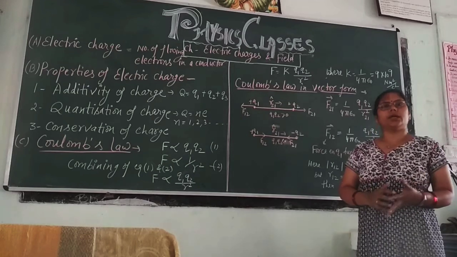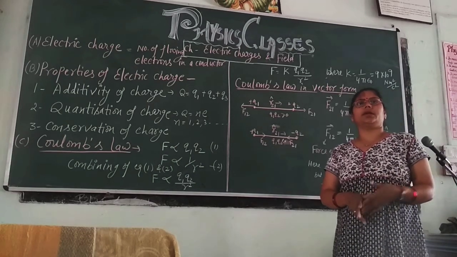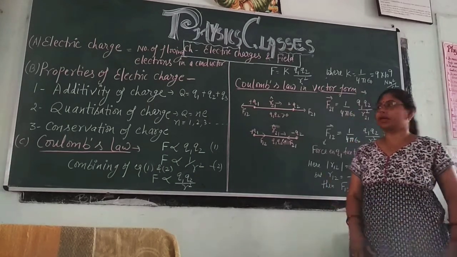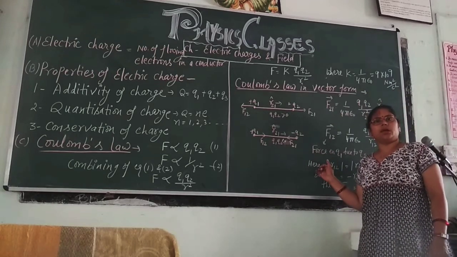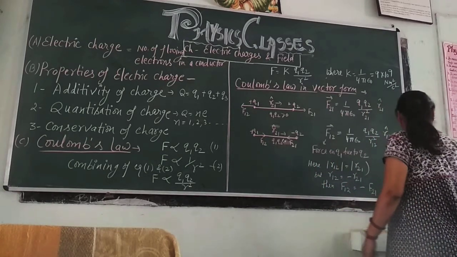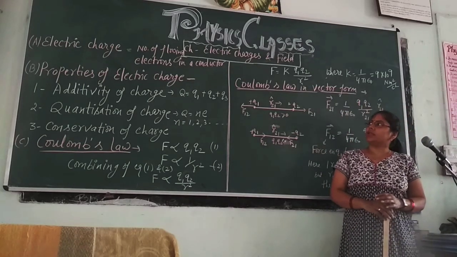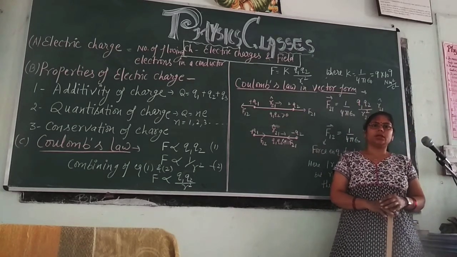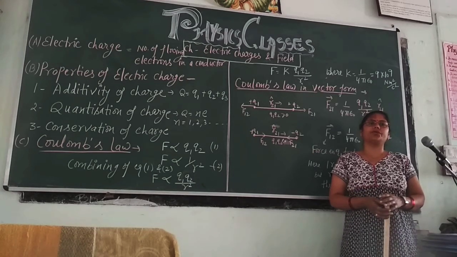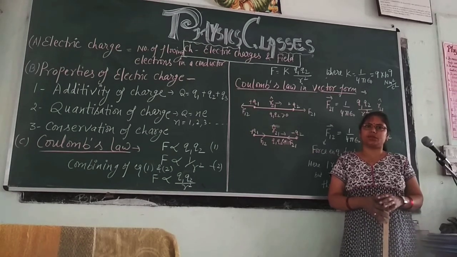As you know, electric charge is the flow of electrons. The electrons in the outermost orbit of the atoms are known as free electrons. There are different numbers of free electrons in different substances.